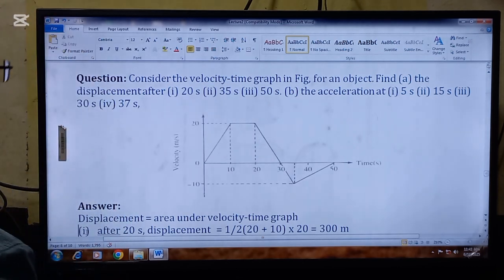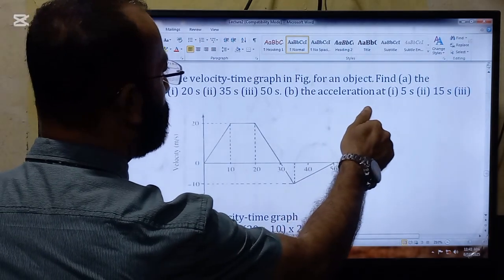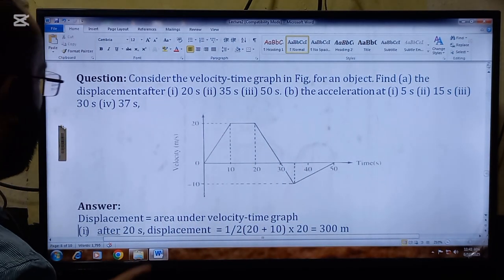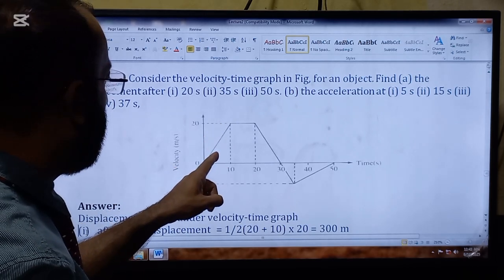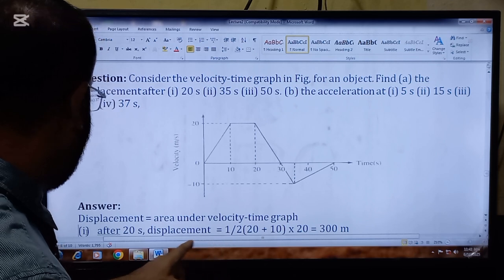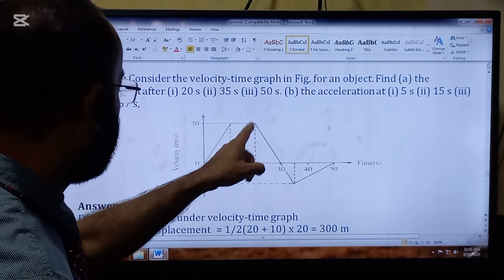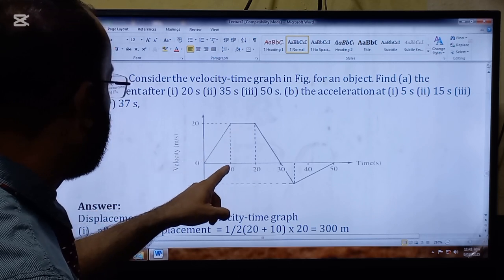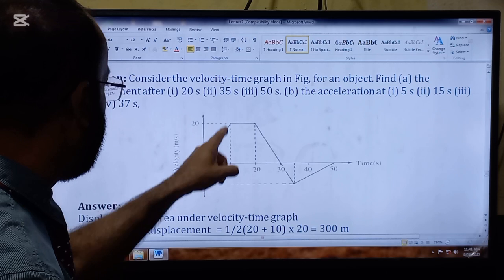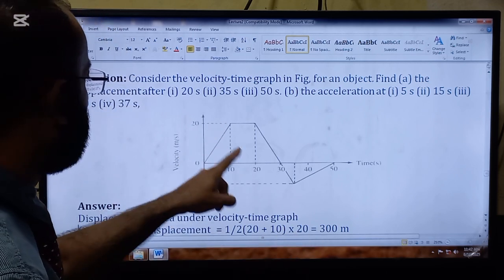Here is another question. Consider the velocity time graph in the figure for an object. Find, part A, the displacement after 20 seconds. After 20 seconds, you just find the area of the triangle, so 1 by 2 into 10 into 20 will give you the answer. Up to 20 seconds, the figure is like a trapezium, so 1 by 2 into the sum of parallel sides, that is 10 plus 20, into 20 will give you the distance up to 20 seconds.